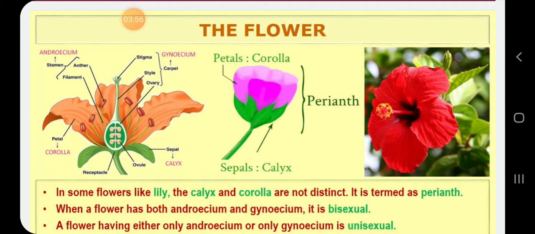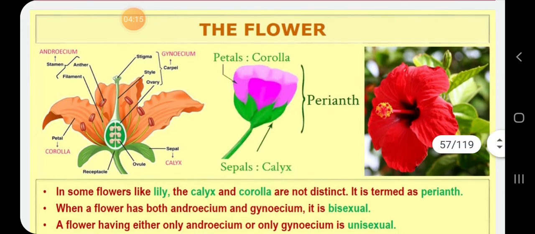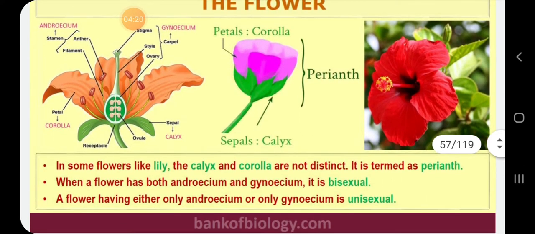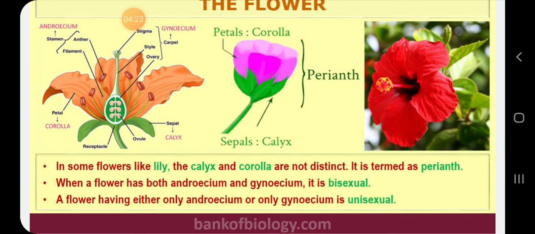Here, in some flowers, for example lily, the calyx and corolla cannot be differentiated. In most of the flowers, sepals are green in color and petals are the colored portion, and they can be distinguished. But in some flowers, for example lily, you cannot differentiate where is the sepal and where is the petal, and that condition is known as perianth.